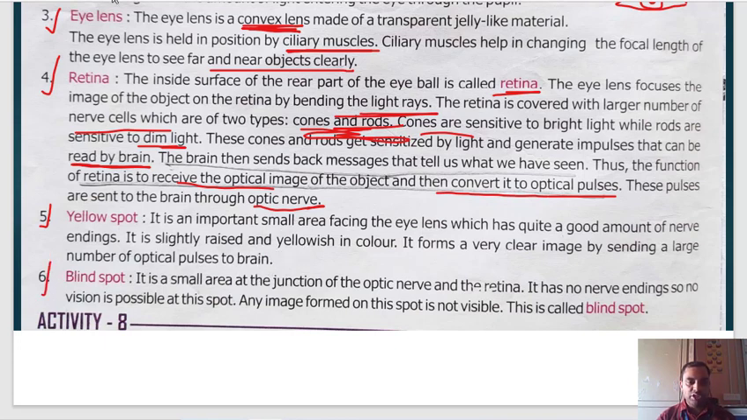Next one is blind spot. It is a small area at the junction of the optical nerve and the retina. The retina meets with the optical nerve, and there it is. At that point it has no nerve endings. So no vision is possible at this spot. Any image formed on this spot is not visible. This is called blind spot. If the image is forming at this point, that means you are not able to see it.